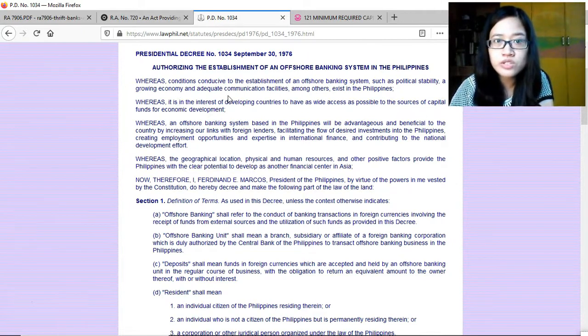Whereas conditions conducive to the establishment of an offshore banking system, such as political stability, a growing economy, and adequate communication facilities, among others, exist in the Philippines.